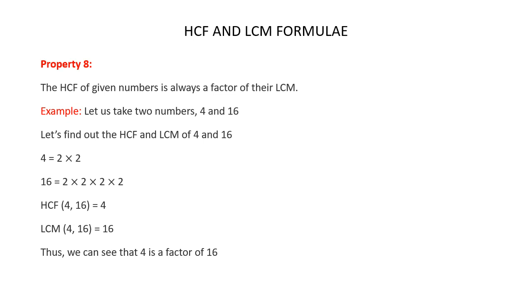When you look at these factors, you will see that the HCF of 4 and 16 is 2 multiplied by 2, which is 4. The LCM of 4 and 16 is 2 multiplied by 2 multiplied by 2 multiplied by 2, which is 16. So HCF of 4 and 16 is 4 and LCM of 4 and 16 is 16. Clearly, you can see that 4 is a factor of 16. So the HCF of the given numbers is always a factor of their LCM.